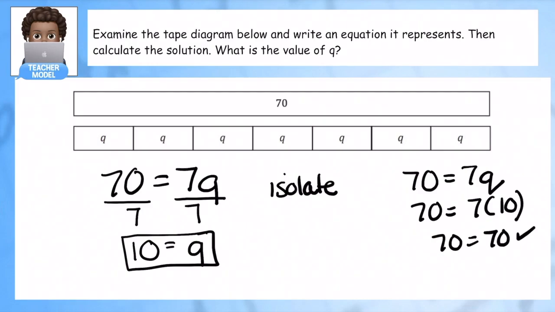And even in our visual, it helps. If each of these was equal to 10, we would have 10, 20, 30, 40, 50, 60, 70. So 70 is equal to 70. And this is how we would solve a one-step equation that has multiplication. Hit pause and jot this down.